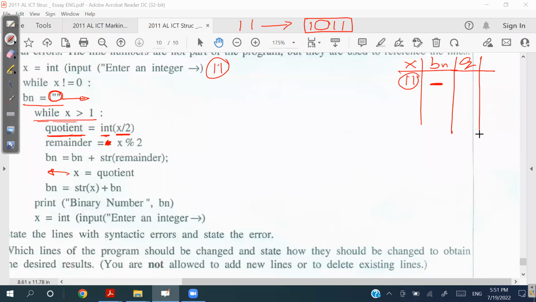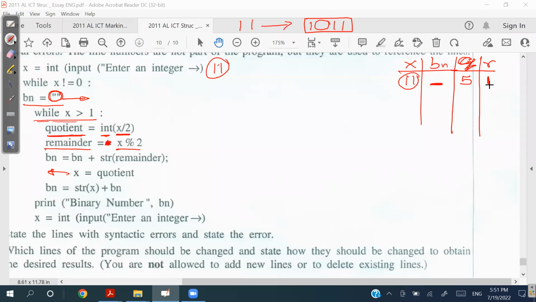So the quotient is given as 5. Then it is calculating the remainder, that means r. It says x remainder 2, that means 11 remainder 2. That means divide 11 by 2 and think about the remainder. So once 11 is divided by 2, the remainder is 1. So r is 1.